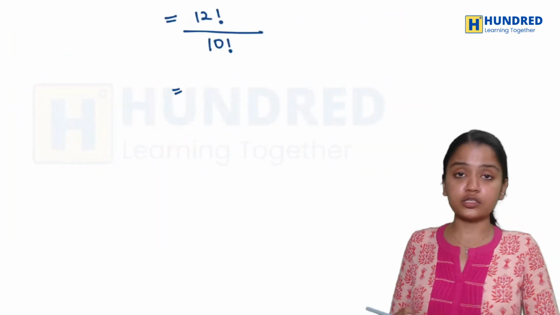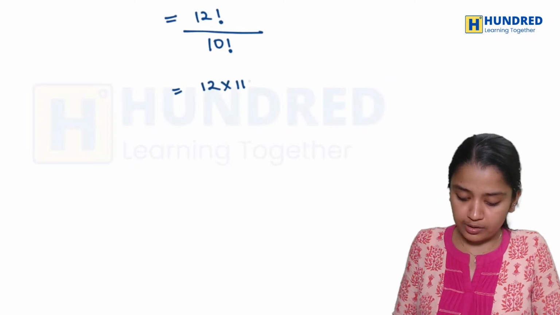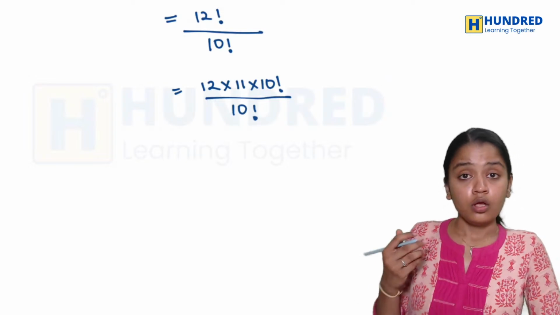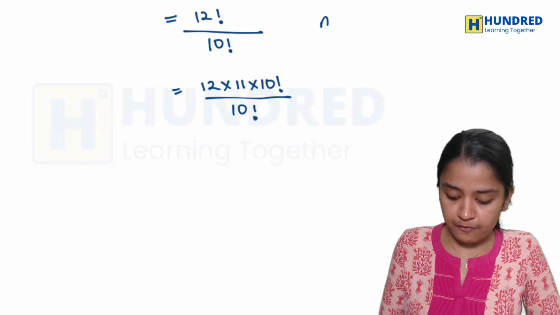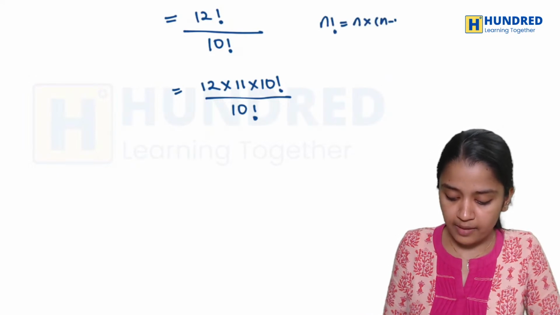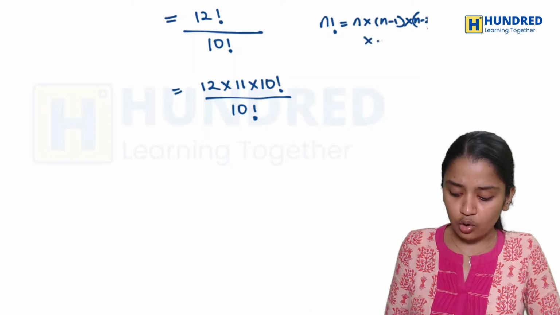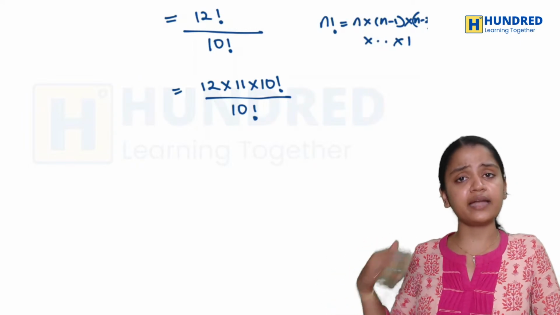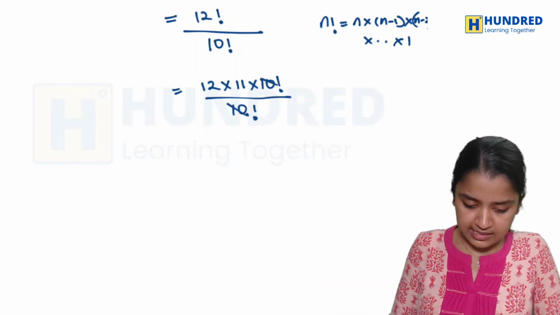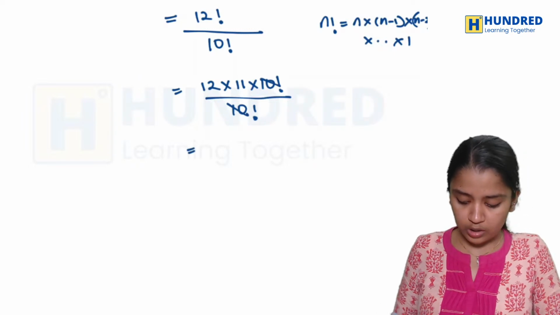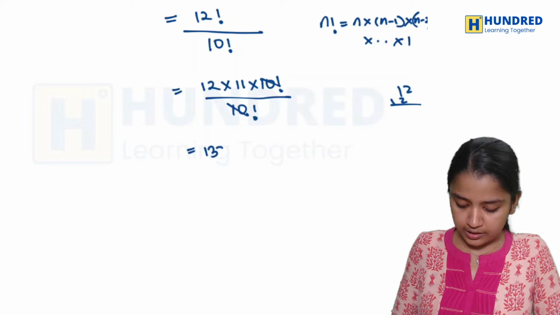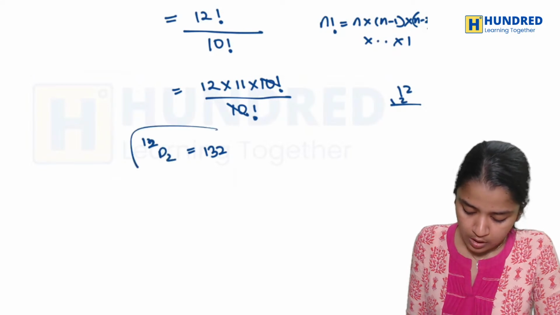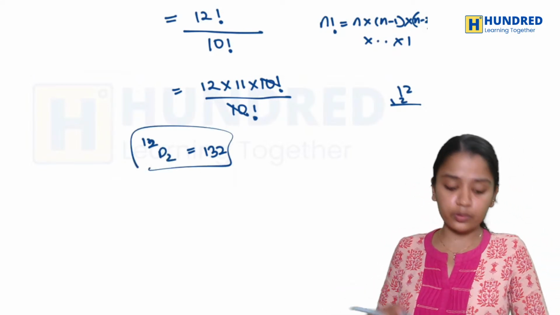So when I further do it, it is nothing but 12 into 11 into 10 factorial divided by 10 factorial. Because what is my factorial? n factorial is nothing but n into (n minus 1) into (n minus 2), and it goes up to 1. So I can write 12 factorial as 12 into 11 into 10 factorial. 10 factorial is again 10, 9, 8, right? So I can cancel these both things. Now what is 12 times 11? It will be 132. My 12P2 is nothing but 132, that is my answer.